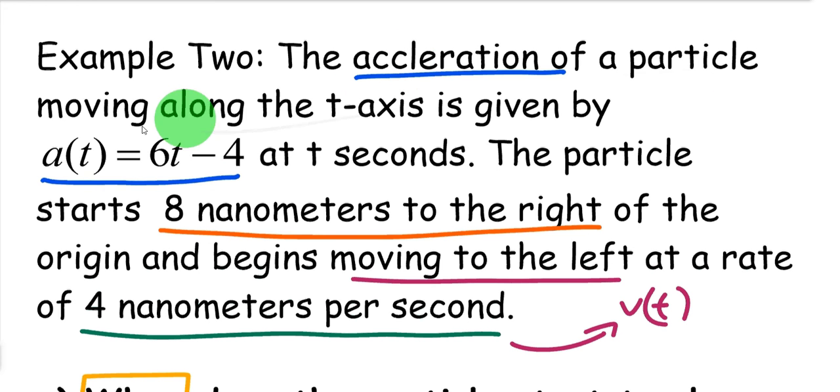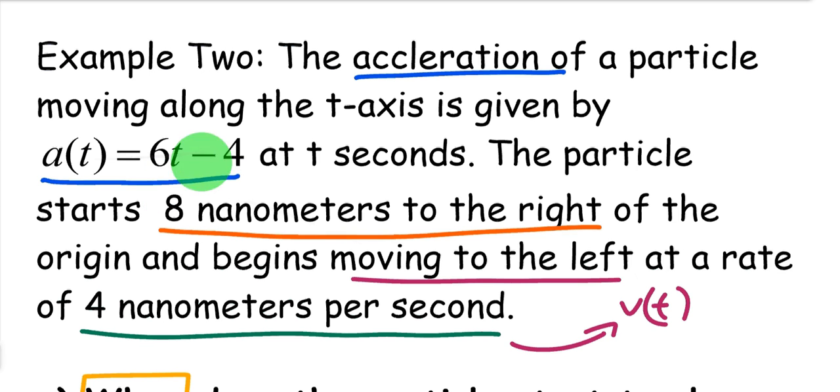The acceleration of a particle moving along the t-axis is given by a of t equals 6t minus 4 at t seconds. The particle starts 8 nanometers to the right of the origin and begins moving to the left at a rate of 4 nanometers per second. Same particle motion question we've been asking, or problem we've been reading. We're going to ask a different question this time about this particle.